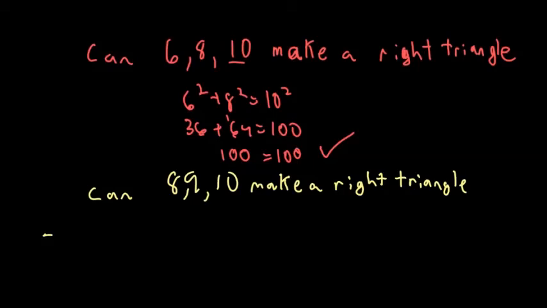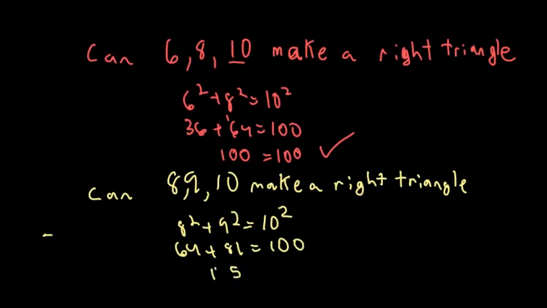So let's look at the next one, 8, 9, 10. So we're going to have 8 squared plus 9 squared equals 10 squared. So 8 squared is 64 plus 9 squared is 81, which equals 10 squared, which is 100. So add 64 plus 81, so that's going to be 145, which does not equal 100. So 8, 9, 10 cannot form a right triangle.